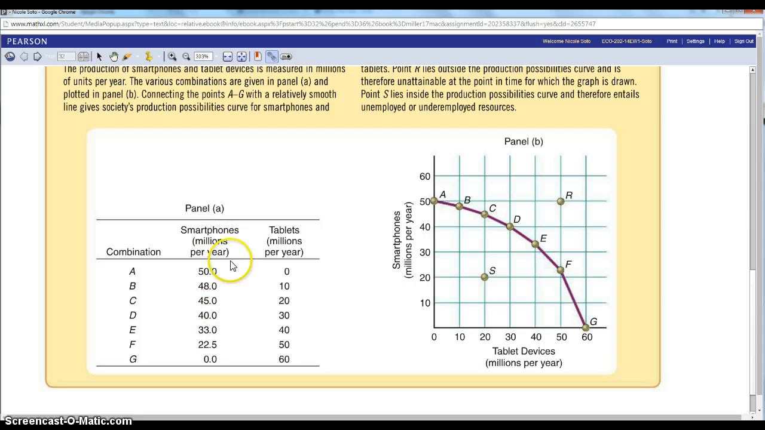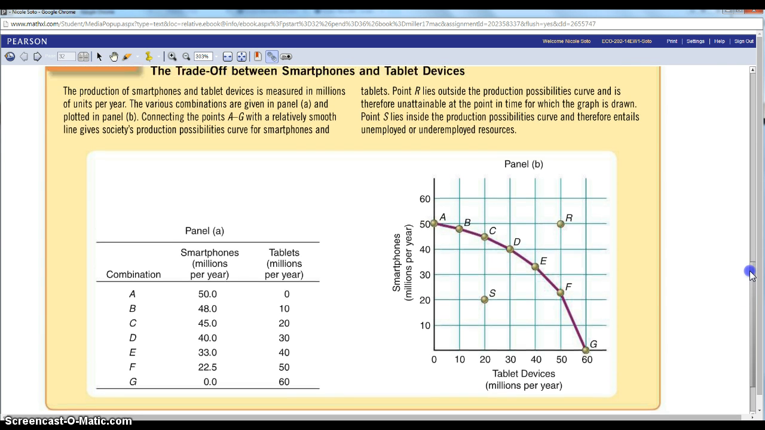So here's the schedule of the choices. You could do 50 smartphones and 0 tablets. You could do 48 smartphones, 10 tablets, and so on and so forth. As you increase one, you have to decrease the other. It's a trade-off, and that's what gives you this downward sloping curve. And it's also why it's not a straight line. It's curved because of diminishing returns, which is something they also address in the textbook.